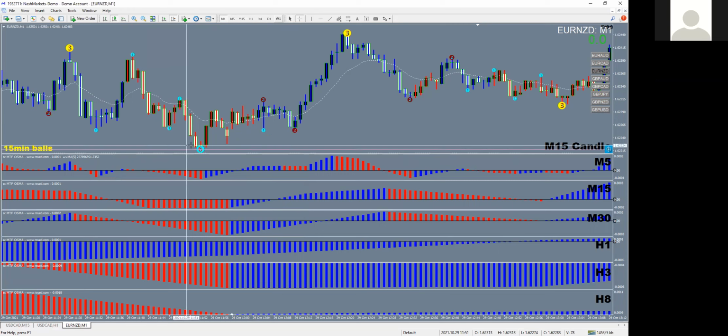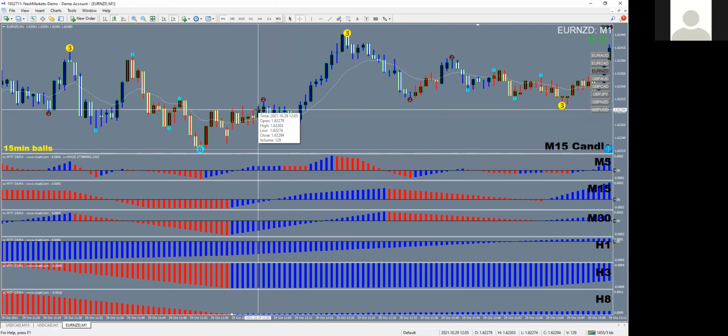Where's your first alignment with the blue candlestick? No, with the blue candlestick. Go to your right, right there. But this is late. It's not a fresh cross or a saddle. So that's not an entry.